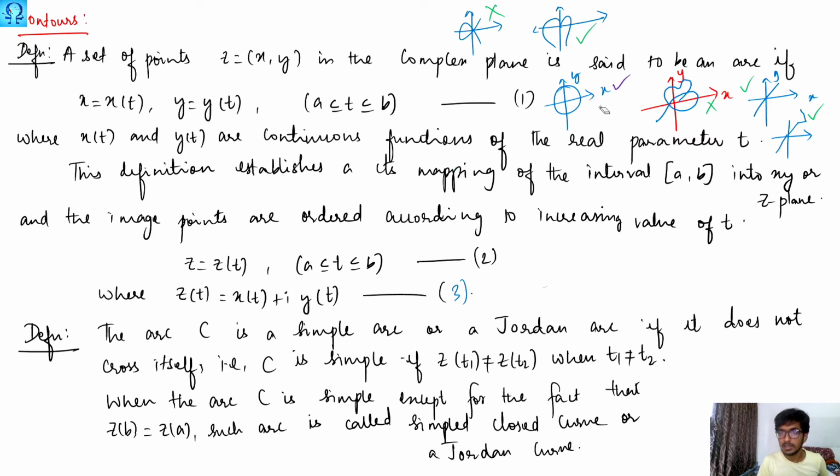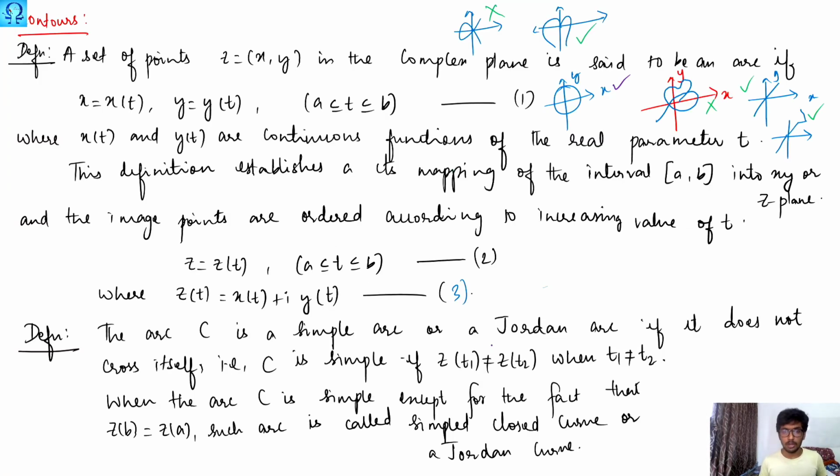So among these, this is the only example which is a Jordan curve, right? Okay, I think I'll have to write one more point regarding the Jordan curve.